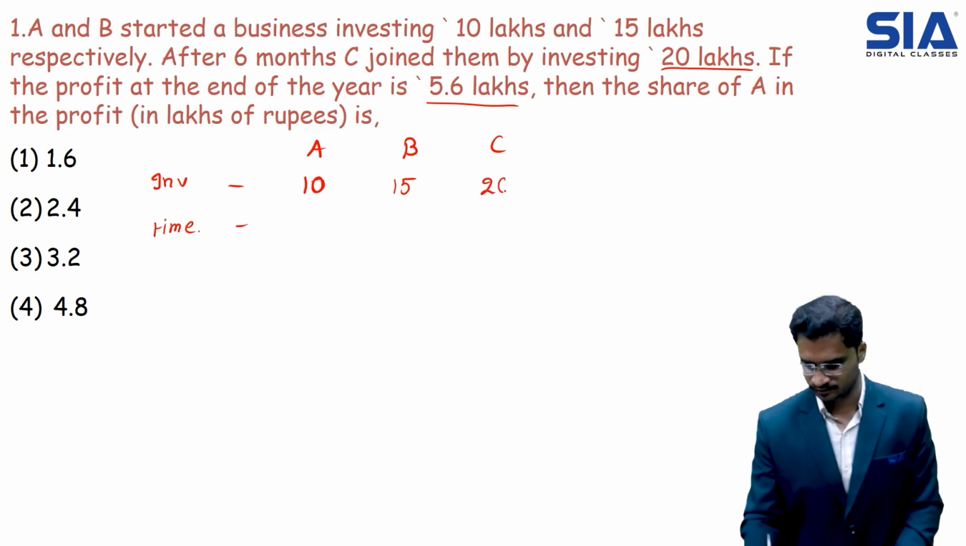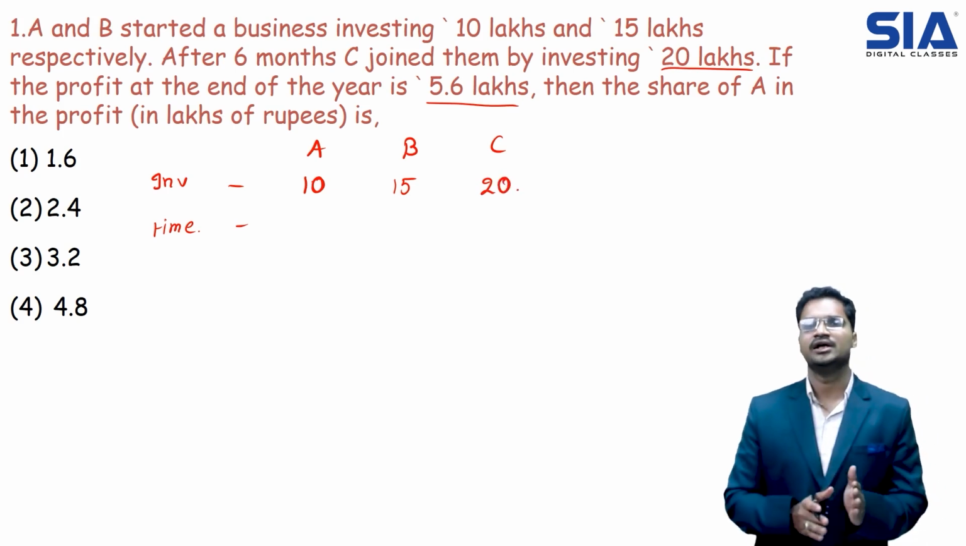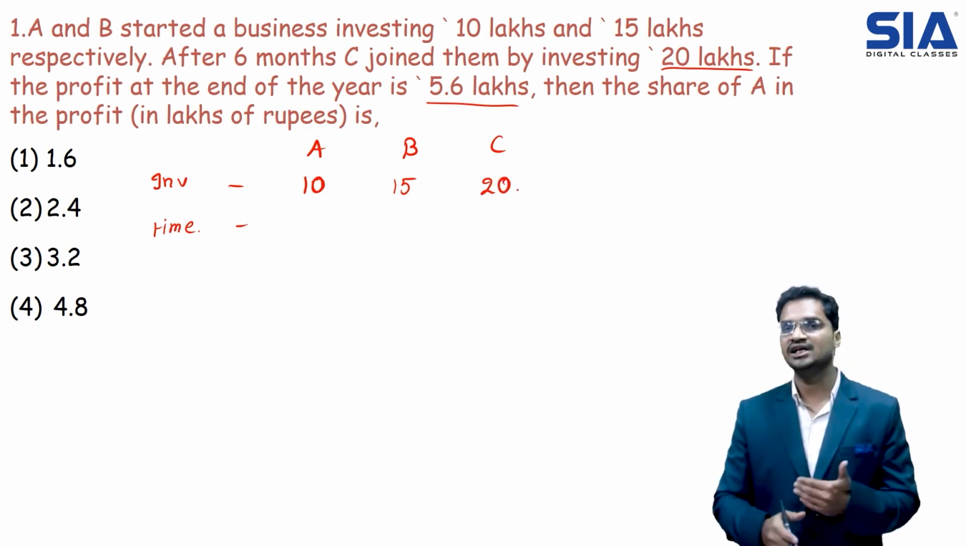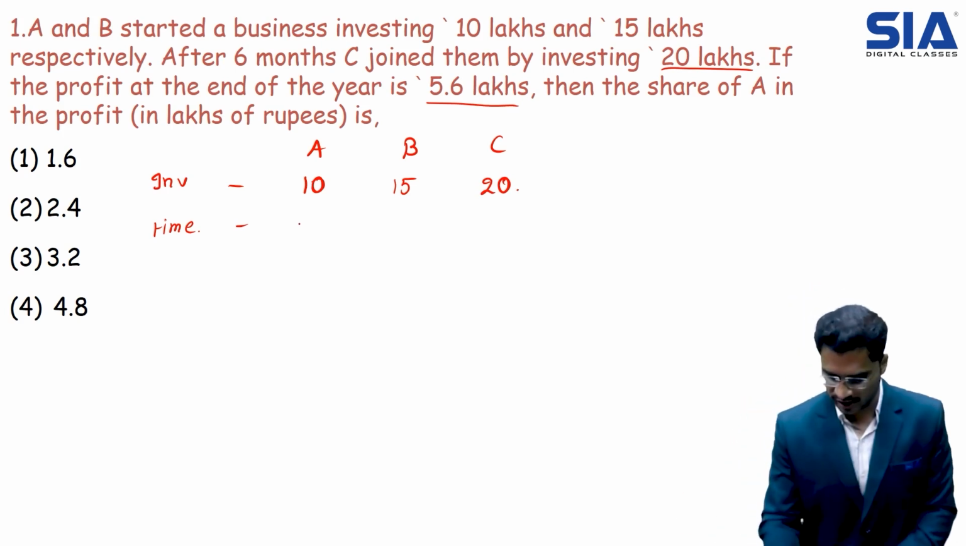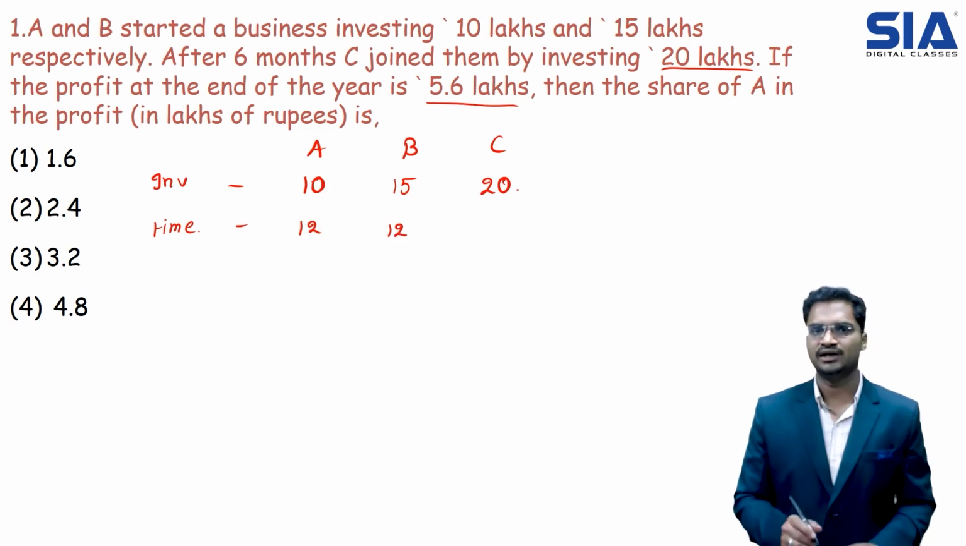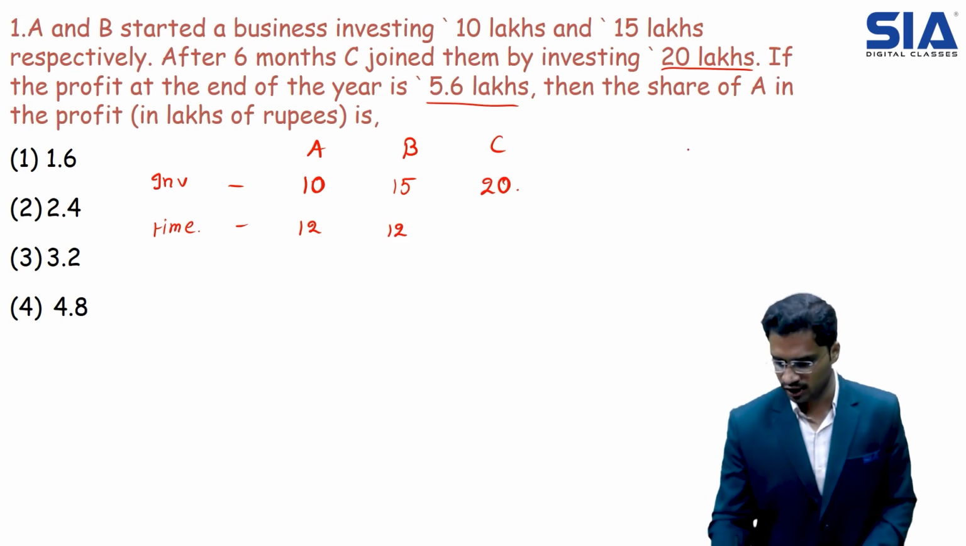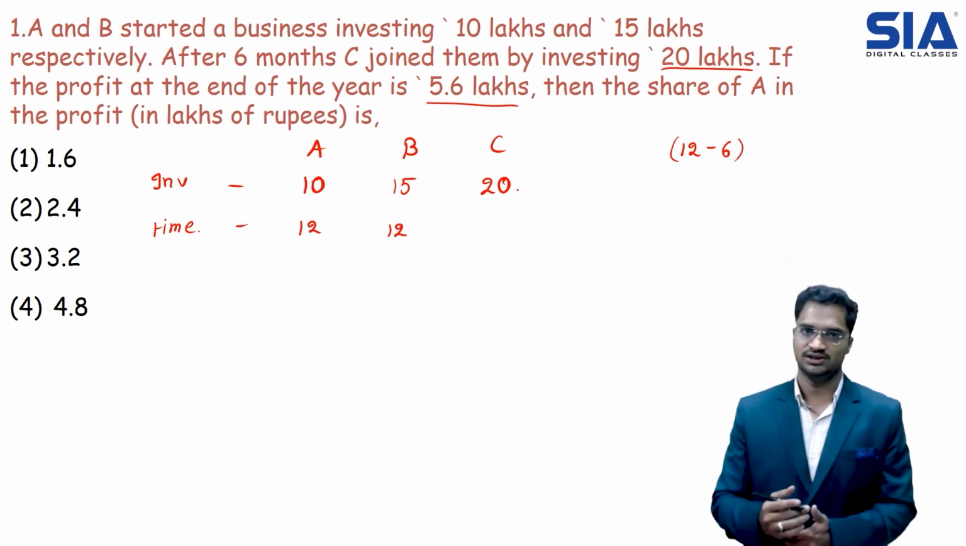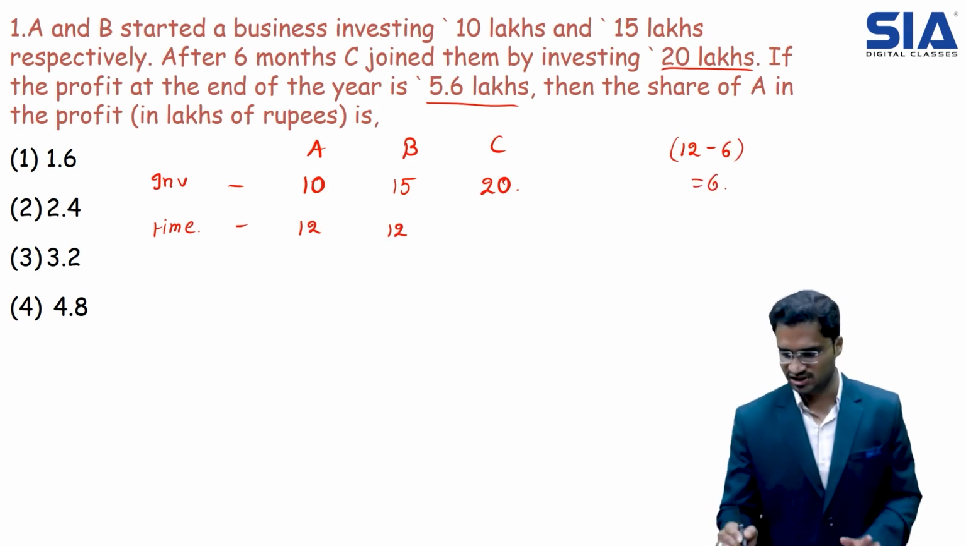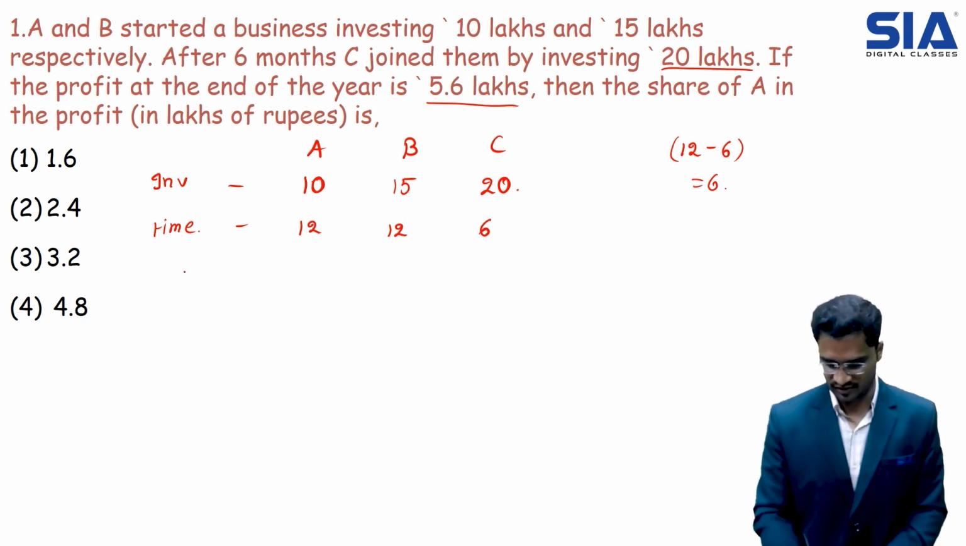Now here A and B are staying in the business for the entire year, so they are staying for 12 months. B is also staying for 12 months. But C has joined after completion of 6 months. A year consists of 12 months, but C joined after 6 months, so 6 months are gone for C. So he is staying in the business for only 6 months. So 6 is the value here.